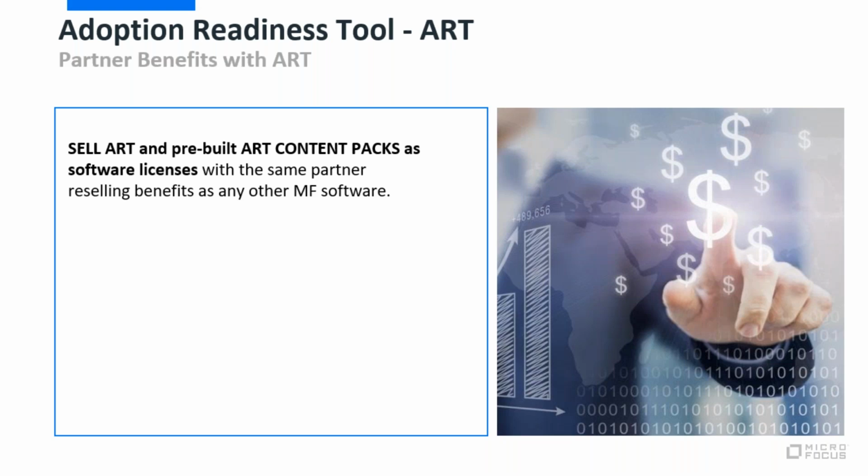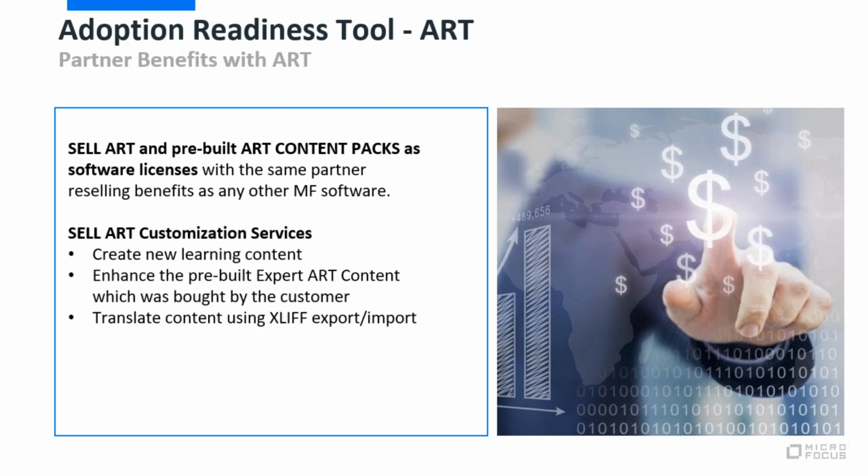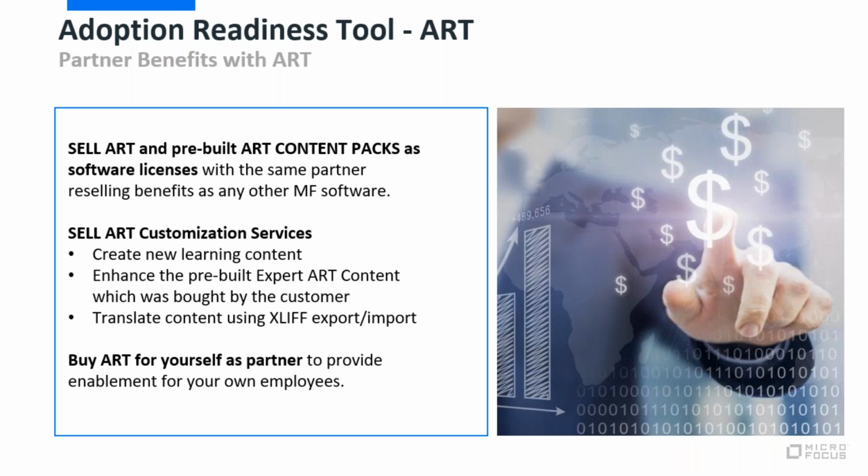If you're a partner, then here are some partner benefits as well. You can sell art and the art content packs as software licenses with the same partner reselling benefits as any other Microfocus software. You can then also sell art customization services to create additional content for your customer, or to enhance the pre-built expert content that the customer bought, or to even translate content if you want. Or you can use also art for yourself as partner to provide enablement content to your own employees.